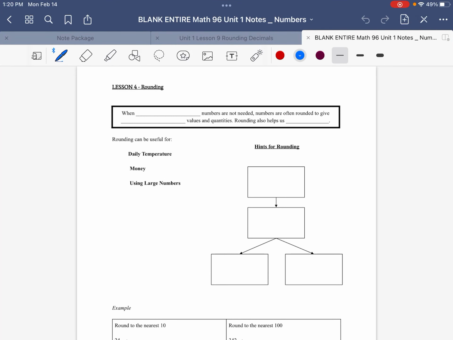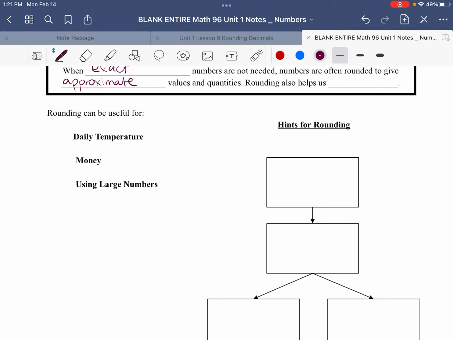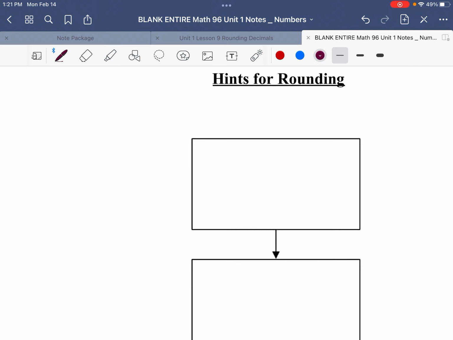Okay, lesson 4, rounding. So when exact numbers are not needed, rounding numbers gives us a pretty good idea of what's going on. It gives us an approximate. So there's a couple rules for rounding, or hints. What you first want to do is find the place value to be rounded to.